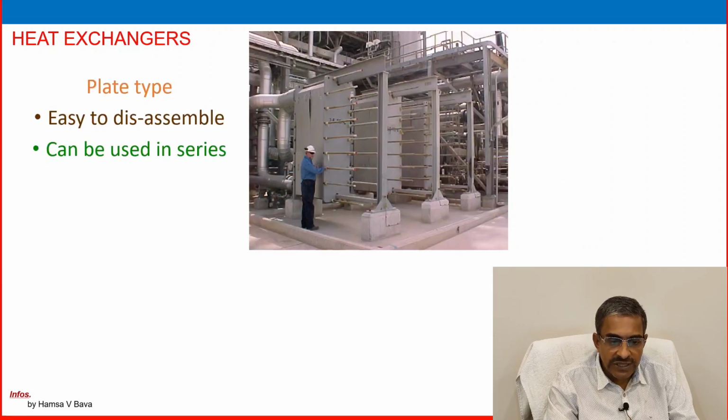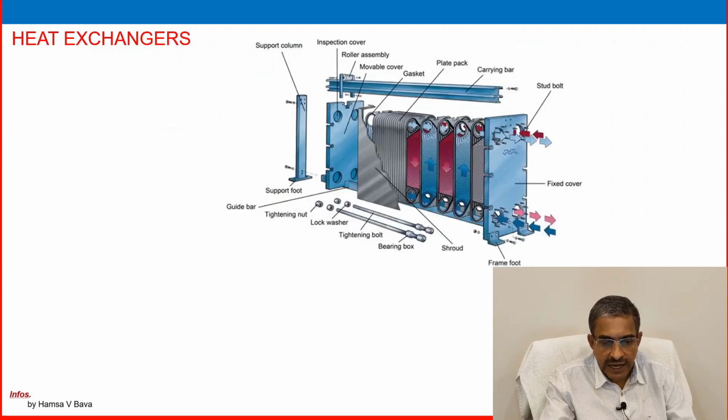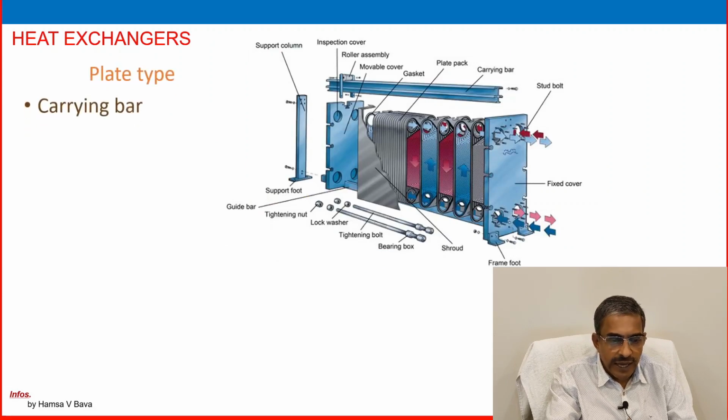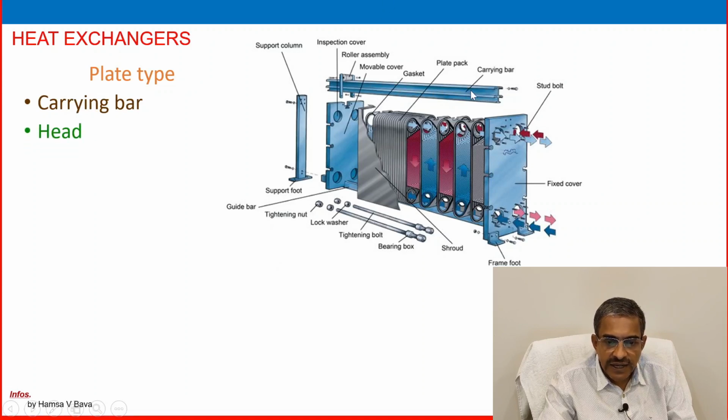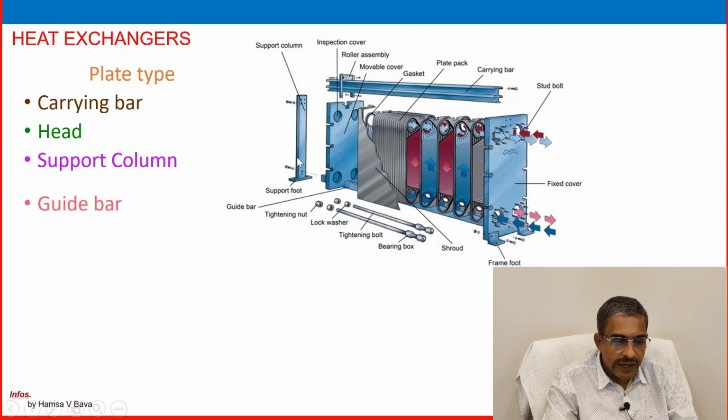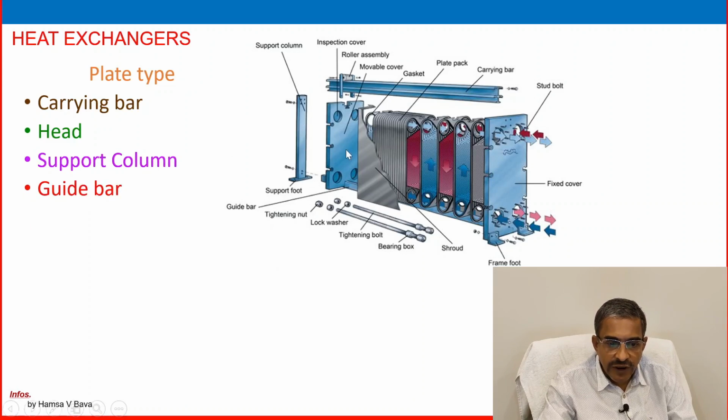This is the information, and these are the constructional details. You can see that one. Plate type, carrying bar is there. This is the carrying bar. See the carrying bar, and you can see the head is there. Head is also there. Then the support column is there. This is the support column, and guided bar is there. Another one, guided bar here.